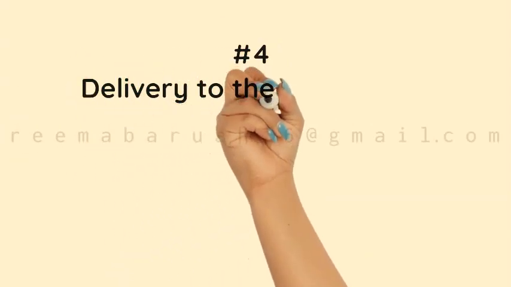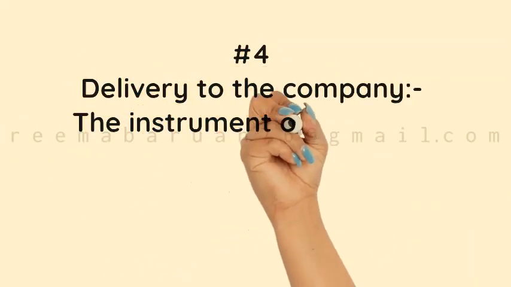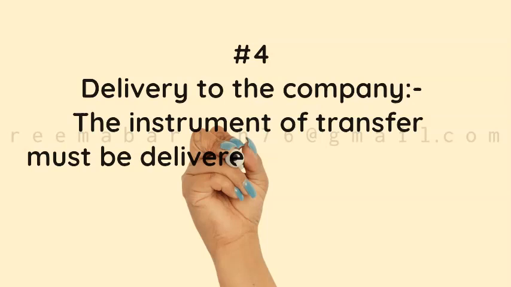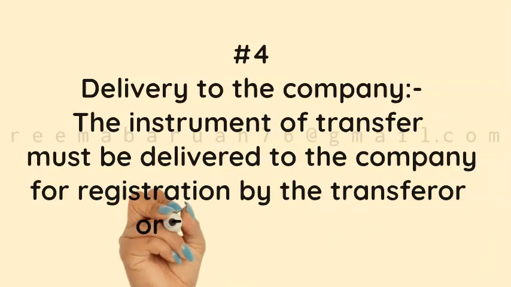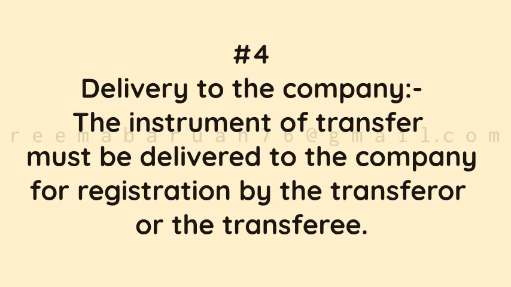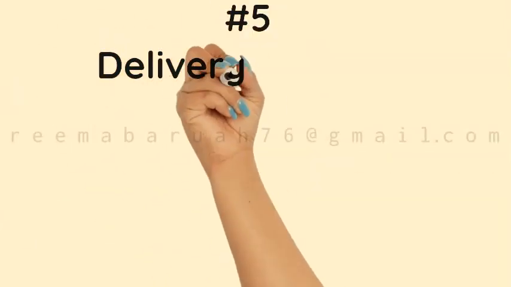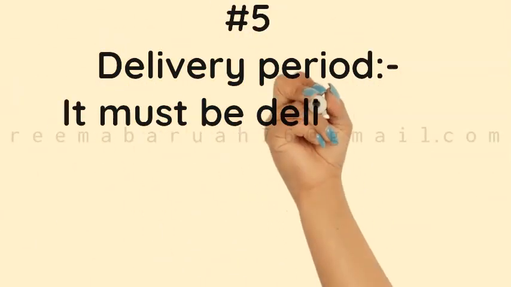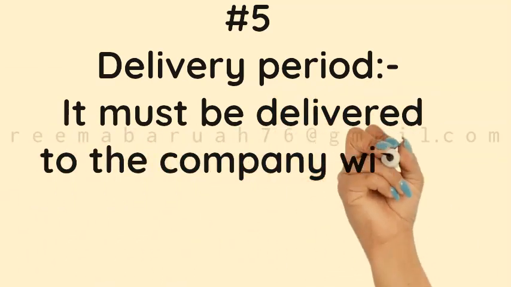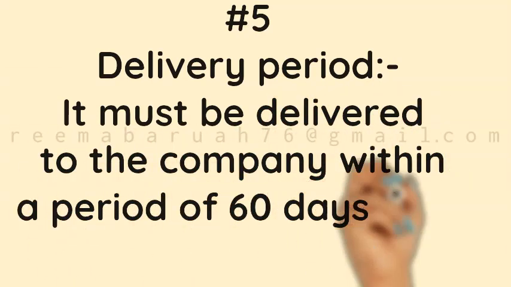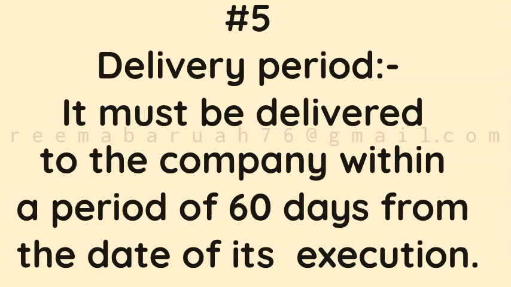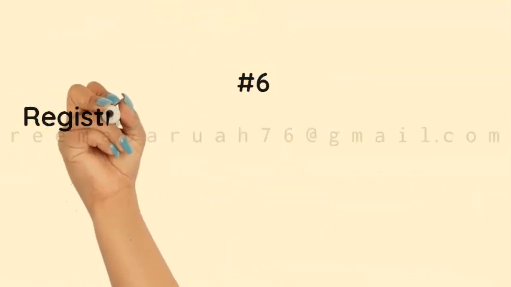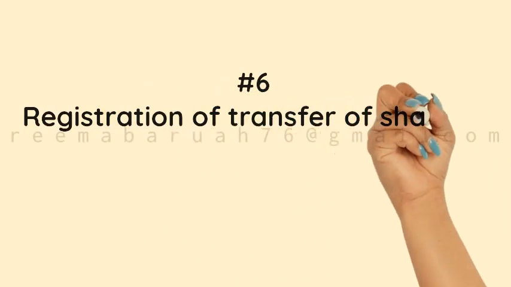Delivery to the company. The instrument of transfer must be delivered to the company for registration by the transferor or transferee. Delivery period. It must be delivered to the company within a period of 60 days from the date of its execution. Next procedure: registration of transfer of shares.